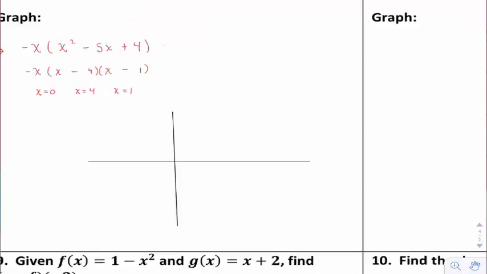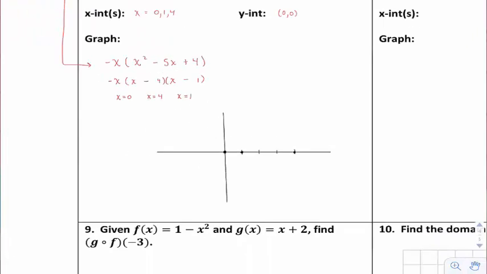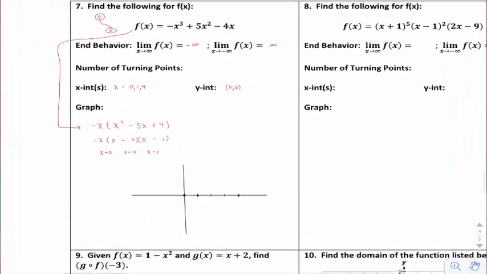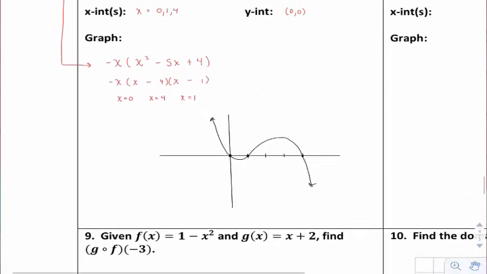So I have my points at 0, I have a point at 1 and one at 4. So those are my 3 points. Remember your end behavior, it's going to start at the top and end up going down. So I'm going to start up here. I'm going to go through this first point, curve back up, and I'm going to curve back down. So there's your graph.